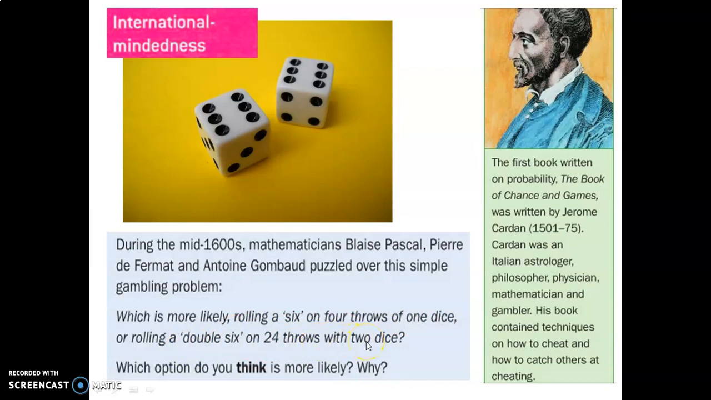So this is a great problem, and we're at the point where you guys have all the skills you need to solve this one. So again, what is more likely, rolling a 6 if you throw one die 4 times, or rolling a double 6 if you throw 2 dice 24 times? See if you can work that out, answer which one is more likely, including the probabilities, and then we'll take a look at the work.